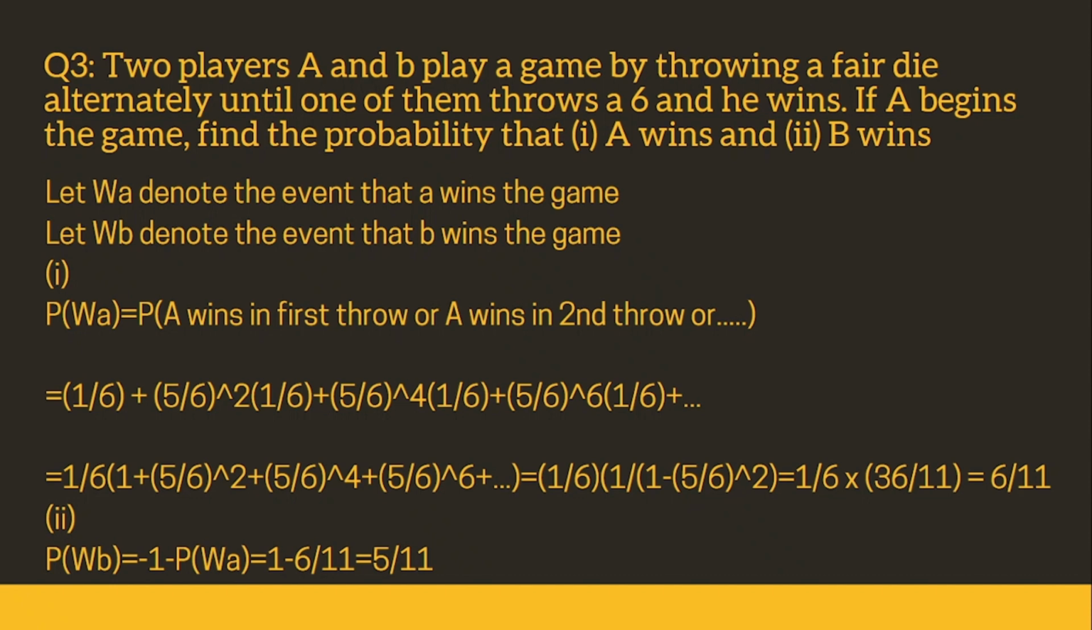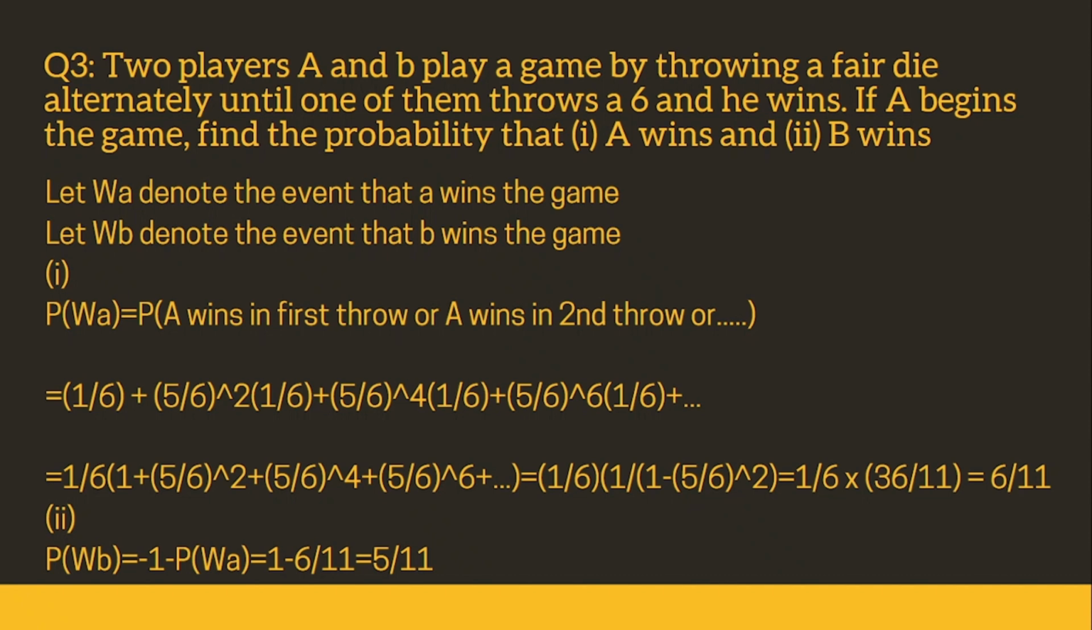Then for B, if A wants to win, B has to lose. So he will also get a 5 over 6. Then only on the third actual roll, A will get his number 6. So actually, I think you can repeat this on and on again. But you realize that this will create a geometric sequence, because the way A wins is if he wins on the first roll, the third roll, the fifth roll, the seventh roll, and so on and so forth.